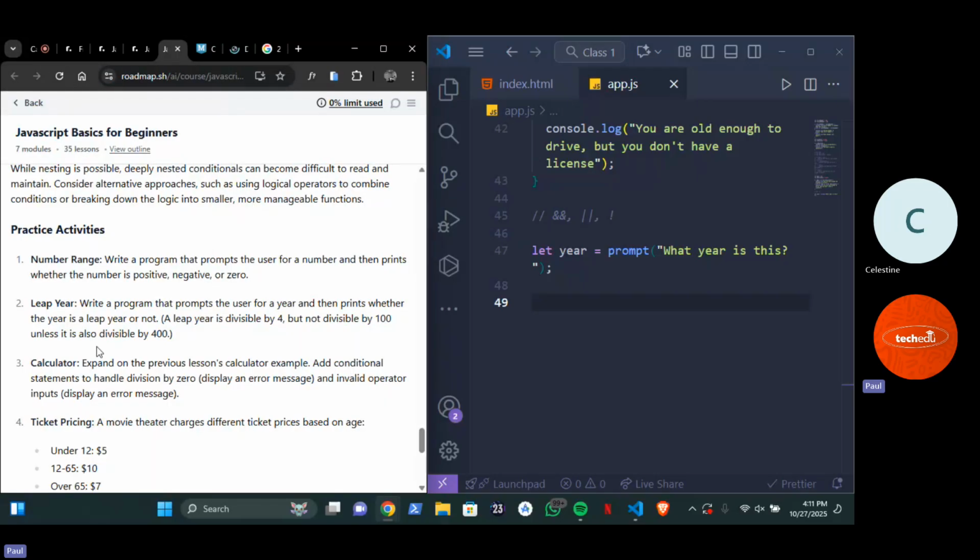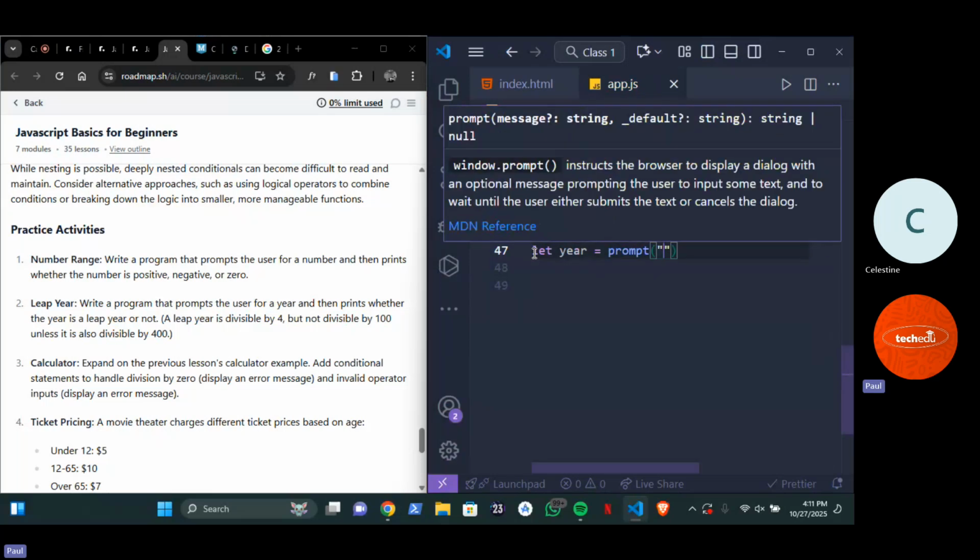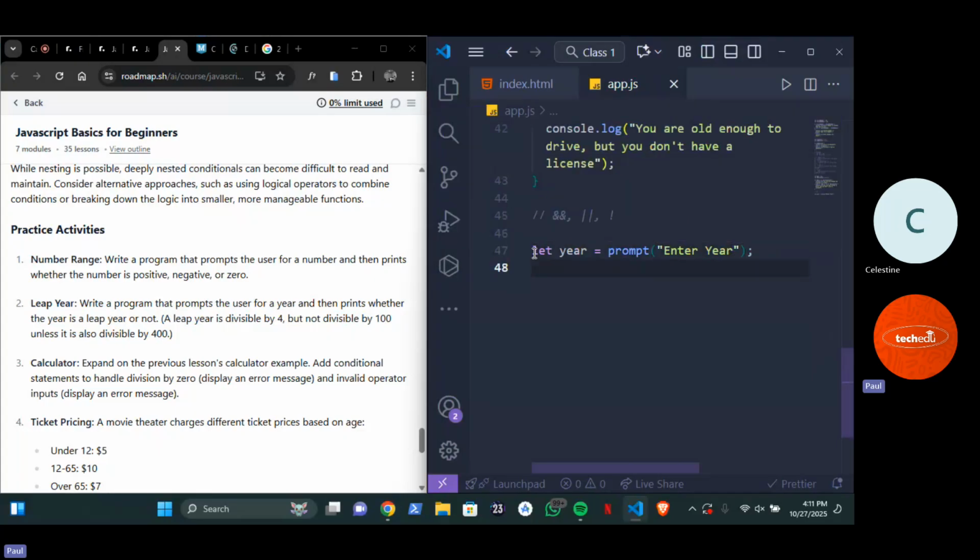They said, write a program that prompts a user for a year and then prints whether the year is a leap year or not. Now, first things first, you need to write the program. So let year equals to what? Prompt, isn't it? And what's prompt? Enter year. Or what year is this? So let's just say enter year. Now, that's the first thing.